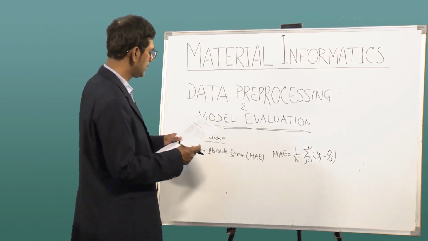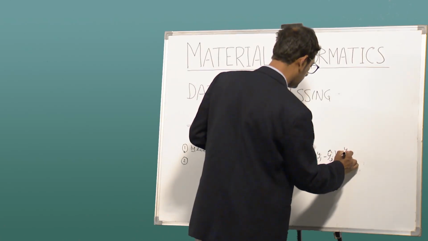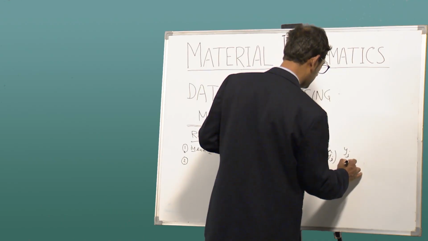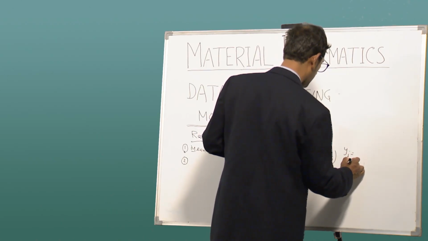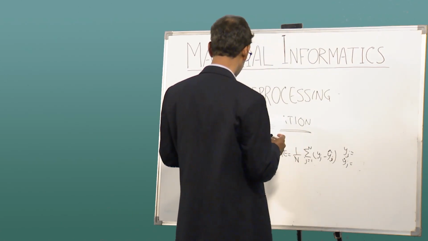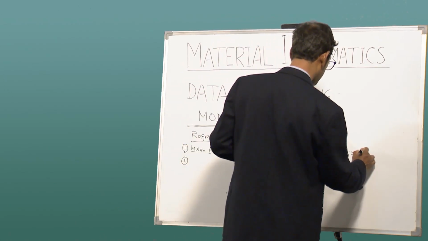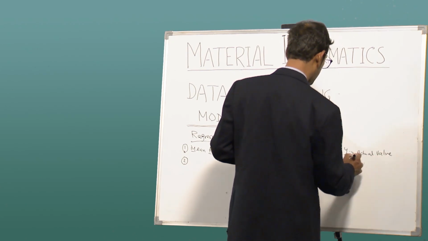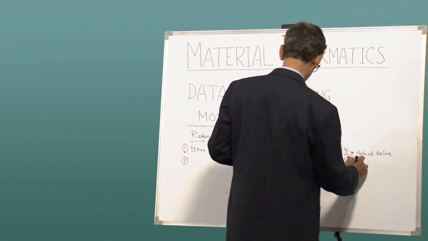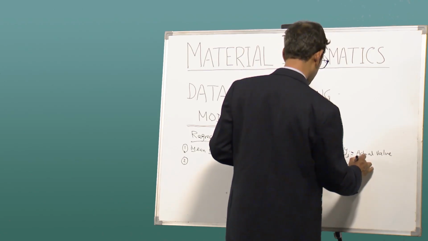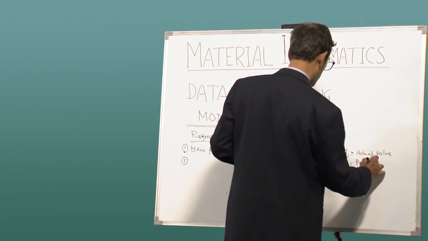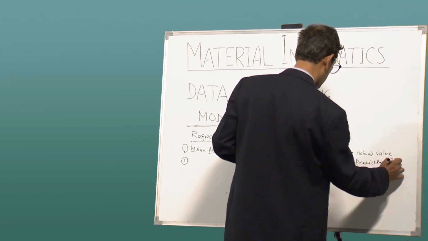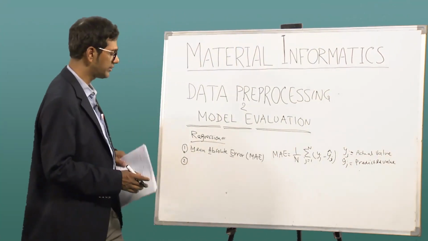So, let me tell you, yj and y hat j, there are two things I wrote, right. What is yj or y hat j? yj is the actual value. I think I told you wrongly last time. So, yj is the actual value, and y hat j is basically the predicted value by the model. The difference between these two is what is used.